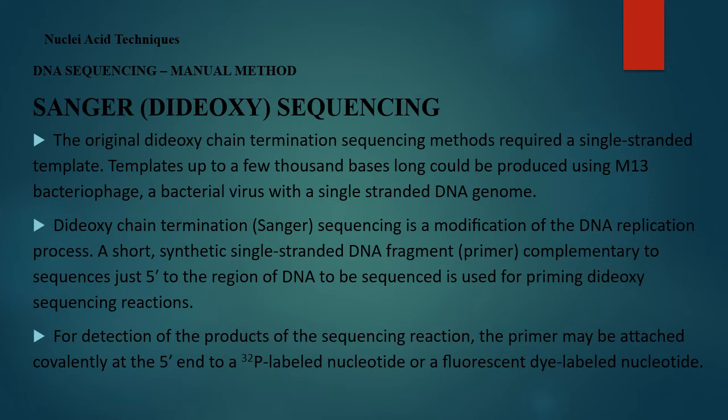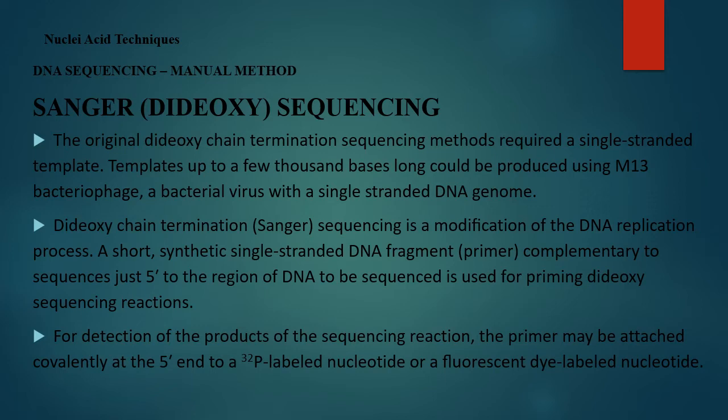Now, the original dideoxy chain termination sequencing methods required a single-stranded template. Templates up to a few thousand bases long could be produced using M13 bacteriophage. That's a bacterial virus with a single-stranded DNA genome. So we could produce a sequence of about a few thousand bases long with this bacteriophage. That's in the original system.